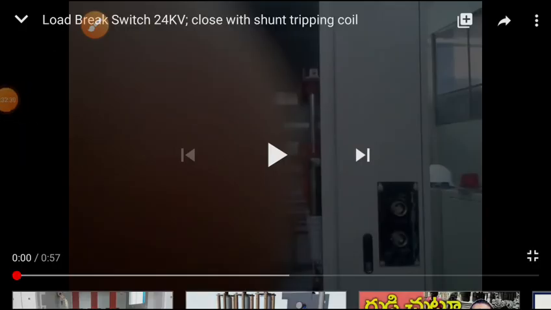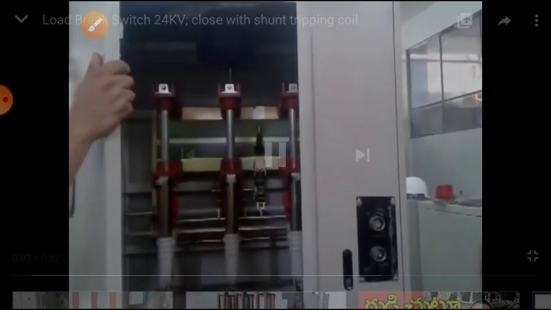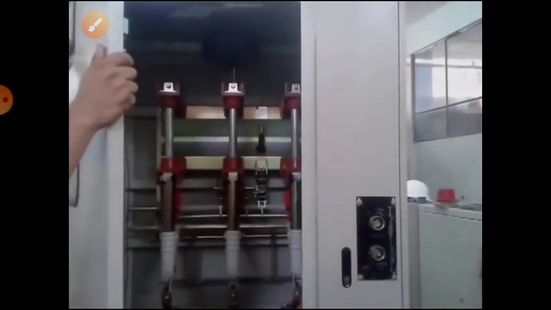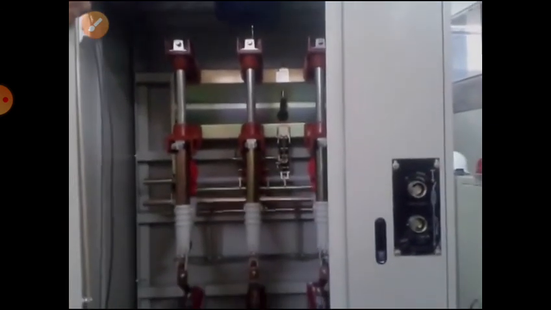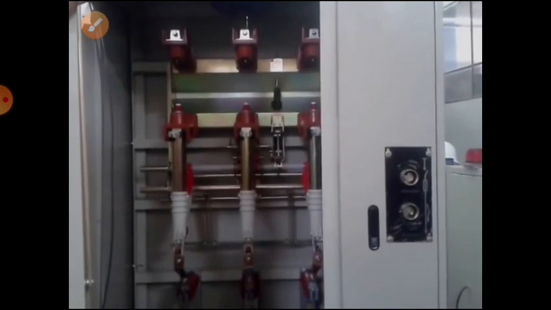Here you can also see another video. It will give us some idea on how a load break switch is operated in an industrial low voltage system. Then you can see here three limbs, R phase, Y phase, B phase. So three limbs are provided. So now the switch is opened.